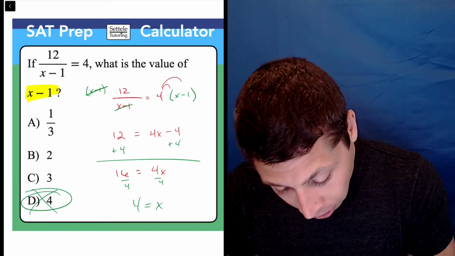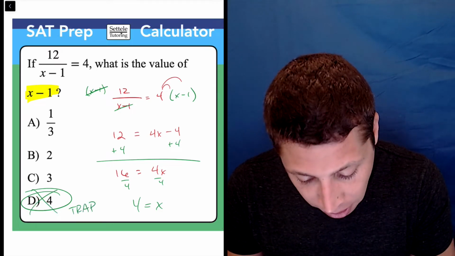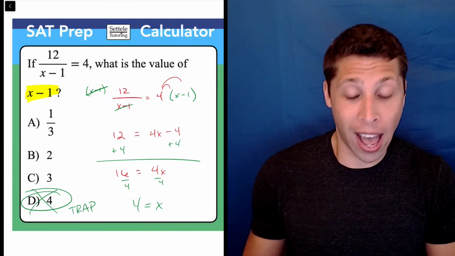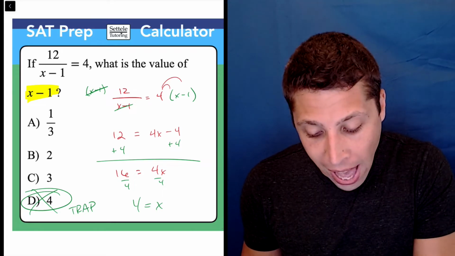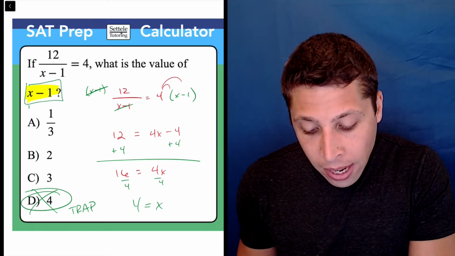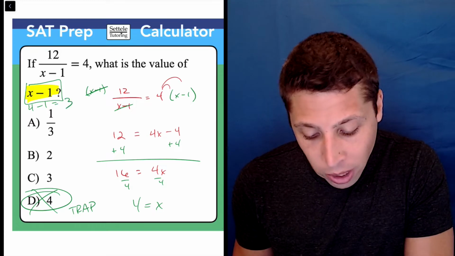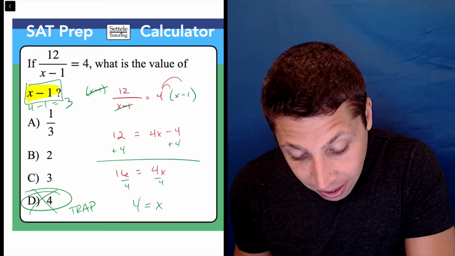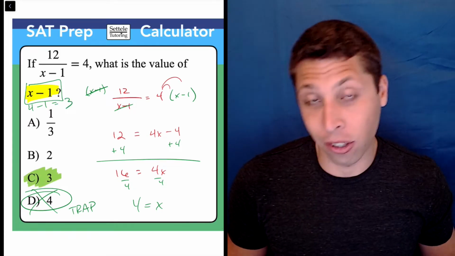Except that's not the answer. That is a trap answer because they do not want the value of x. They want the value of x minus 1, and that's really easy. 4 minus 1 is 3. That is the actual answer.